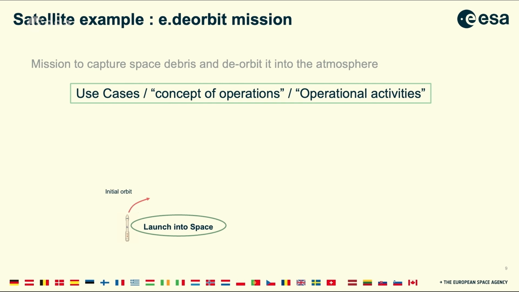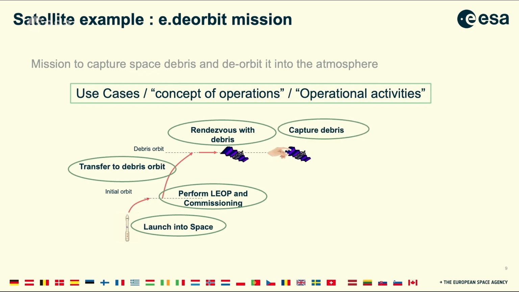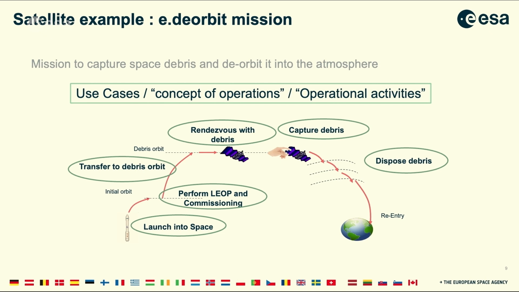So first will be to launch it in space. Once we're in space, we do some testing in orbit. We call it LEOP, launch and early operations phase, commissioning of certain cameras maybe. Then we need to find the piece of garbage. So we have a transfer to the same orbit of where the space debris is. Maybe get very close, so what we call a rendezvous. And when we're very close, we can capture it. Once we capture it, then the next is the disposal of the debris. So here I have a whole set of use cases which define what we call the ConOps, the concept of operations.